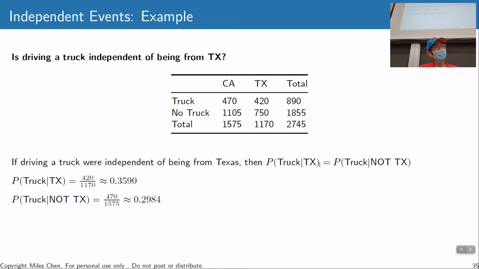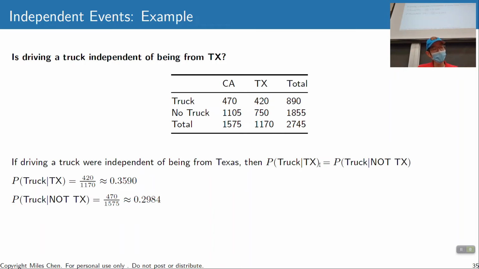So if someone's from Texas, there's a 36% chance that they drive a truck. And if they're not from Texas, or if they're from California, there's only a 30% chance that they drive a truck. So those two numbers are different. And therefore, we come to the conclusion that driving a truck is not independent of being from Texas, okay? Because these two numbers aren't the same.